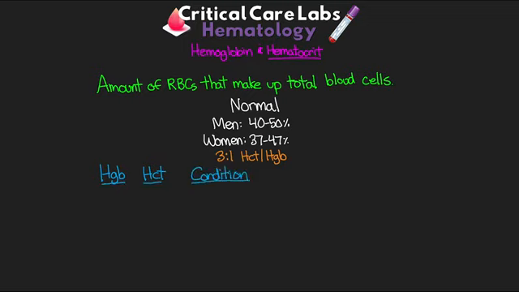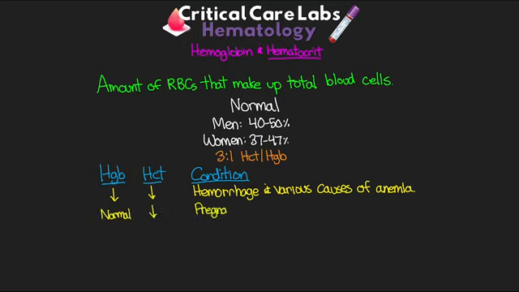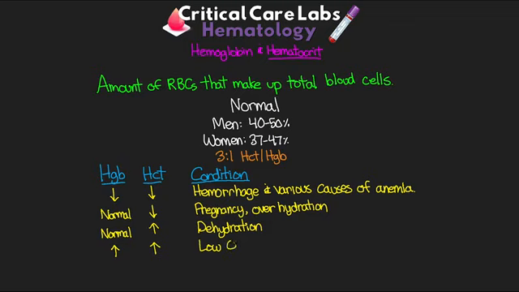To understand this relationship with hematocrit and hemoglobin and what it really means for your patient, I'm going to draw out a table here. Here we're going to look at our hemoglobin, our hematocrit, and what condition this could possibly be for our patient. So if you're finding that both the hemoglobin and the hematocrit are low, then this could be hemorrhage or various causes of anemia. If you're finding the hemoglobin normal but the hematocrit is low, this could be the result of either pregnancy or overhydration. If the hemoglobin is normal but the hematocrit is high, then this would be the opposite, dehydration. And then finally, if both the hemoglobin and the hematocrit are high, then this could be one of those low availability of oxygen states.